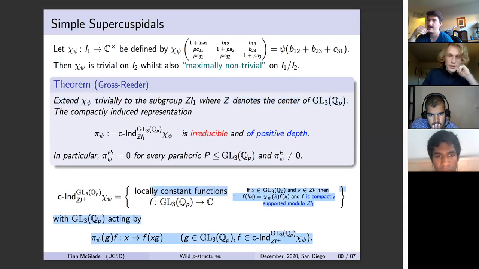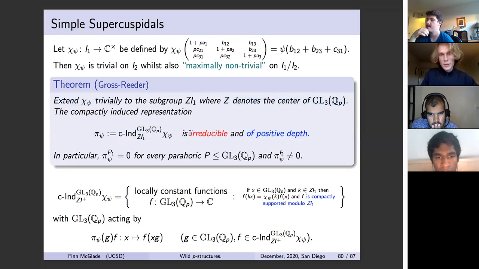It's not too complicated. But the statement is that this recipe will produce for me something which is irreducible and of positive depth. So that means the representation is irreducible. The positive depthness is expressed by the fact that if you take a parahoric subgroup and look at the fixed vectors under the first term in the filtration, that's going to be trivial. But you can actually show that this has non-trivial fixed vectors under this subgroup I2.